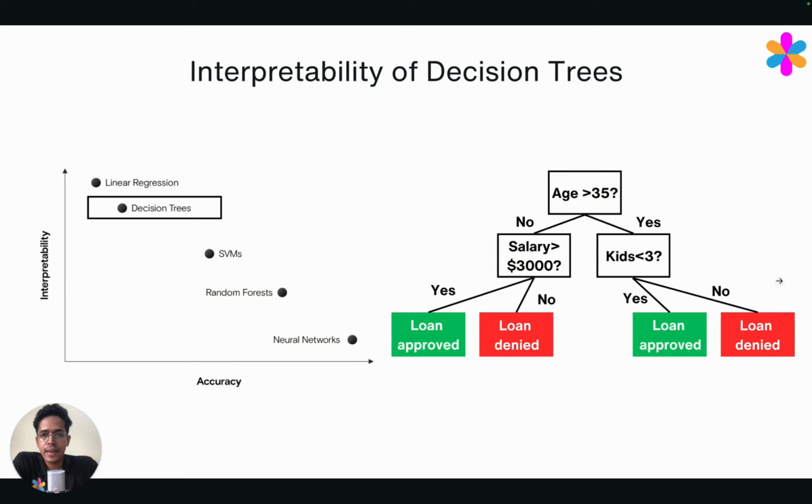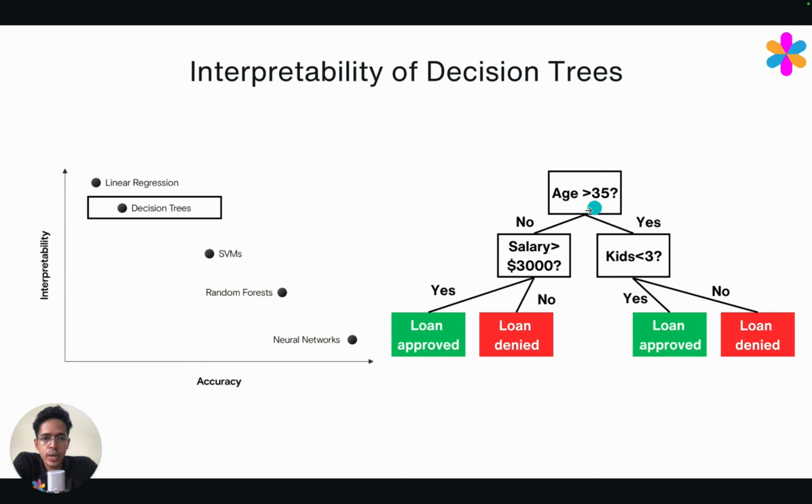Now let's look at another example, the decision tree. So we are looking at three models, right? Linear regression, decision tree, and neural network. In this decision tree, this is about how a loan providing company can decide if a person should be approved or denied a loan. And this is a simple version. If the age is greater than 35, then if the number of kids this person has is less than 3, the loan is approved. Otherwise, the loan is not approved.